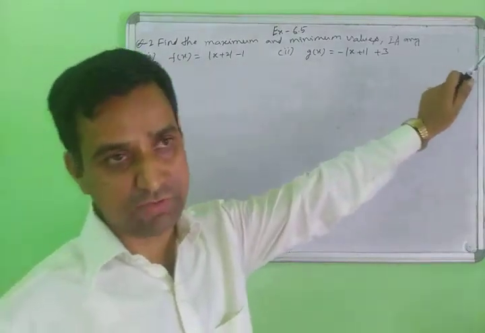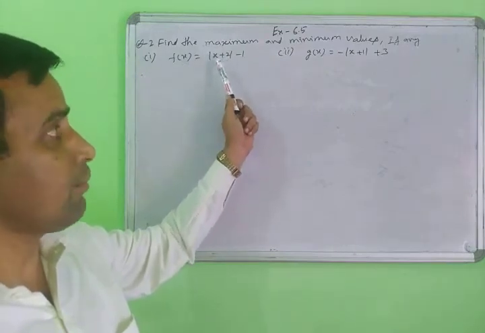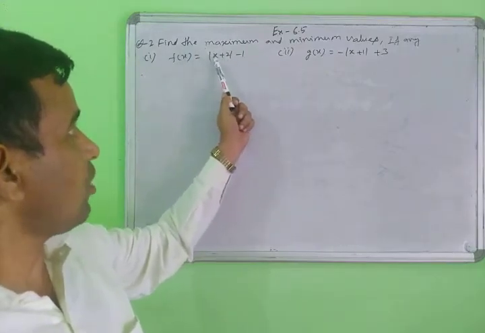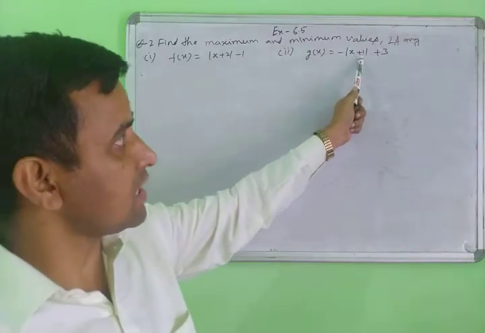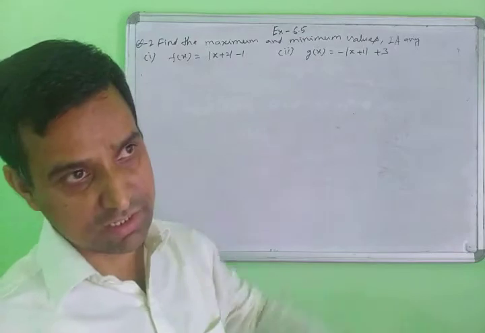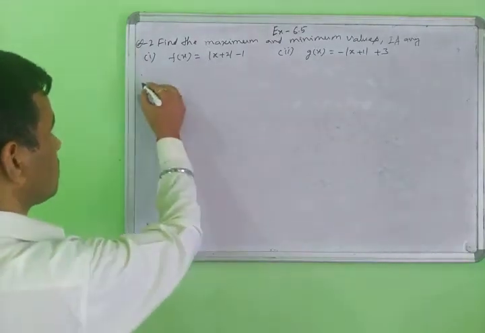This is the same as questions first and second, but here the function is given in modulus form. f(x) equals modulus of x plus 2 minus 1, and the second function f(x) equals minus modulus of x plus 1 plus 3. How to solve the modulus question here? Now look here. Now start the solution.